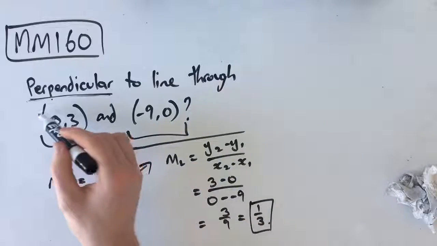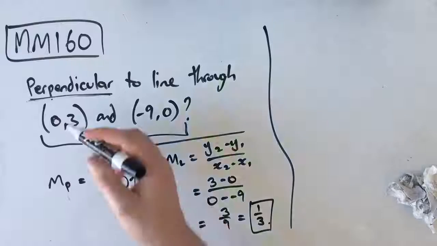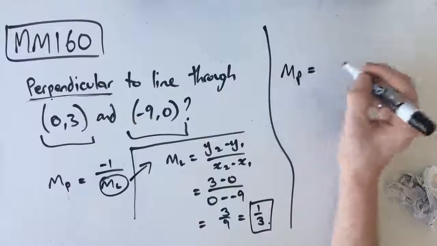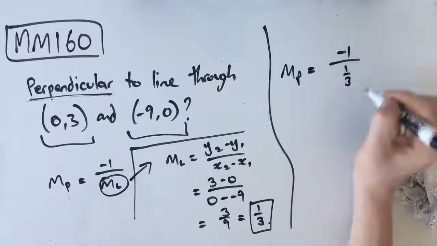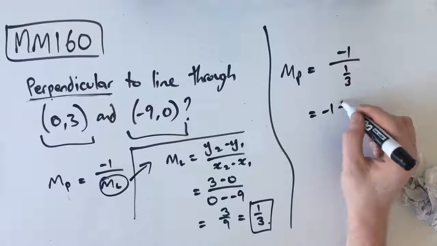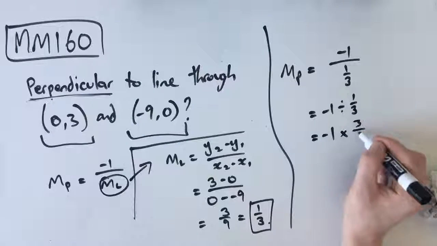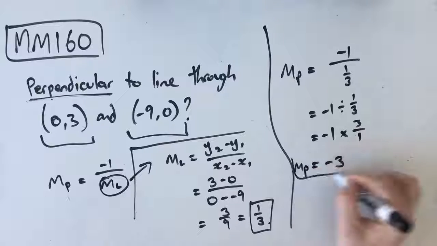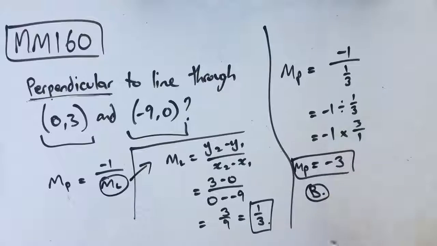This is the gradient of the line between these 2 points, which means that to find the gradient of the line perpendicular to this, we have to say that the perpendicular gradient is -1 over 1 over 3. Rearranging this, if you want to write it out, -1 divided by 1 on 3 is the same as -1 times 3 over 1, which is -3. That gives us our answer of B, guys. So B is our final answer.